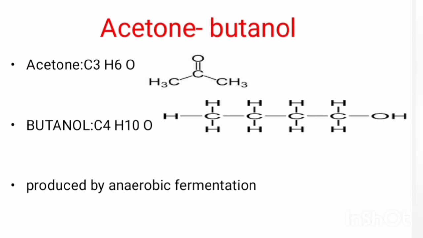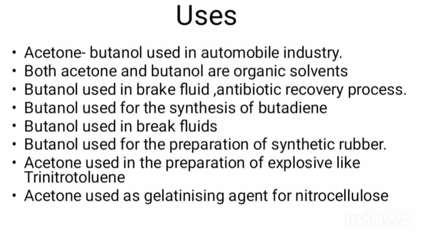Next, we can list the uses of acetone and butanol. Acetone and butanol are used in the automobile industry. Both are organic solvents. Butanol is required for the synthesis of butadiene to produce synthetic rubber, and it is used in brake fluid, for antibiotic recovery, as amines for gasoline additives, and also as an ester in the protective coating industry.